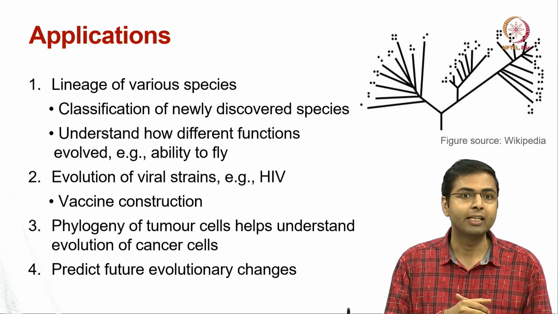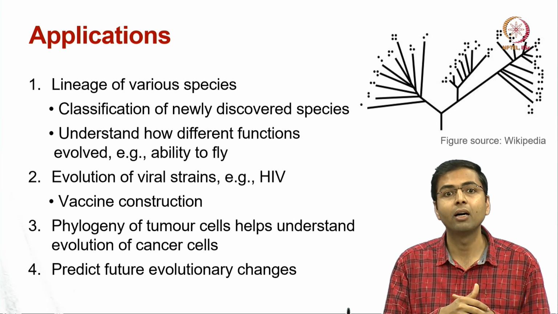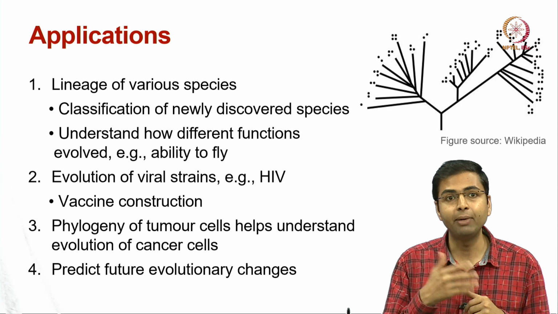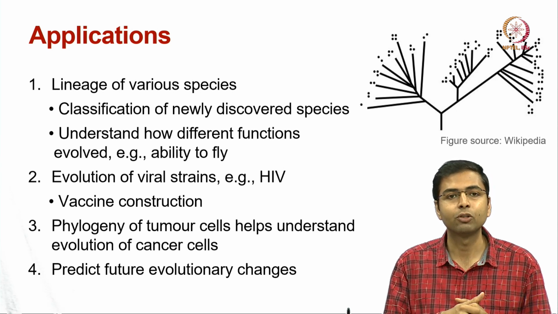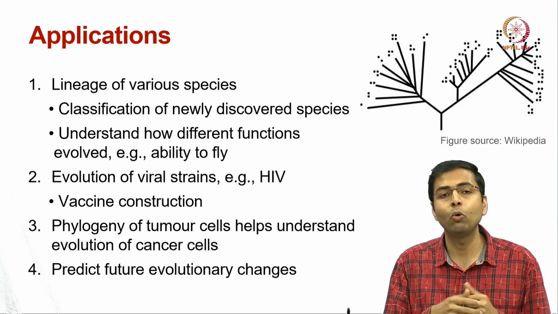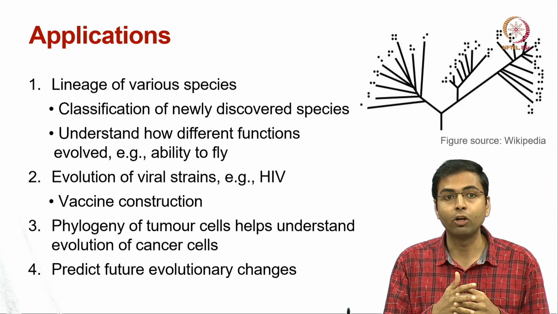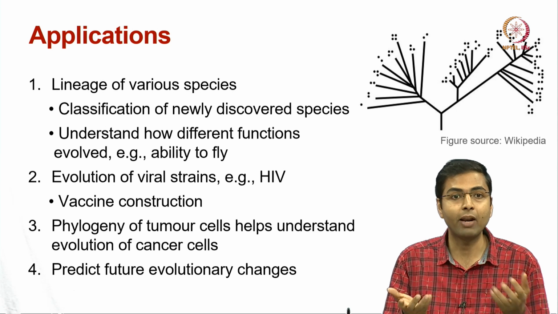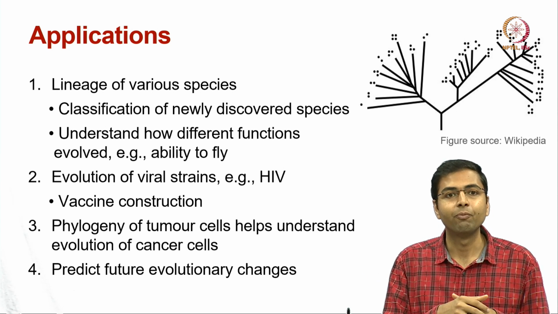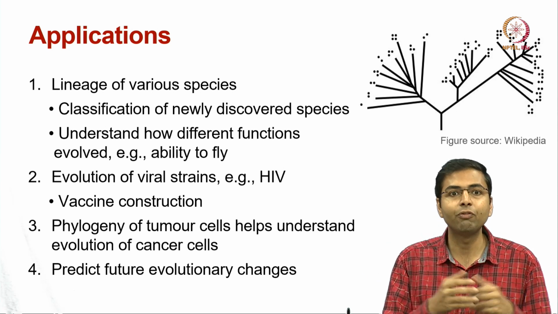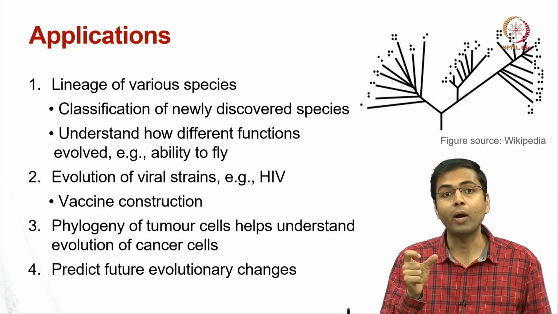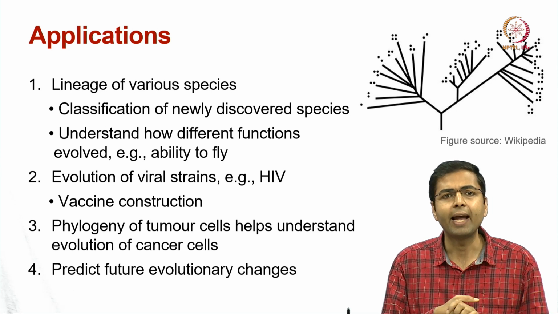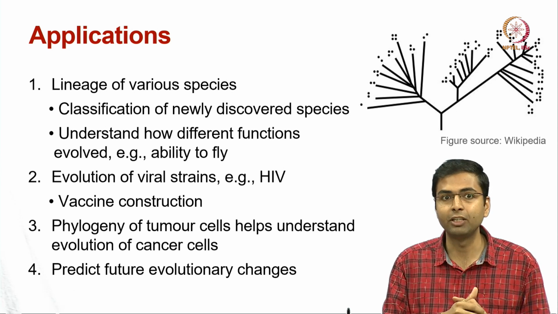A related application is, suppose you have uncovered a new species and you want to classify, for example, what family it belongs to. One way is to look at its morphological features. Maybe the new species has 2 legs, it has the ability to fly and so on. One can maybe infer based on just visual inspection, but to do an exact inference one needs to build these phylogenetic trees and give a proper classification to a newly discovered species.